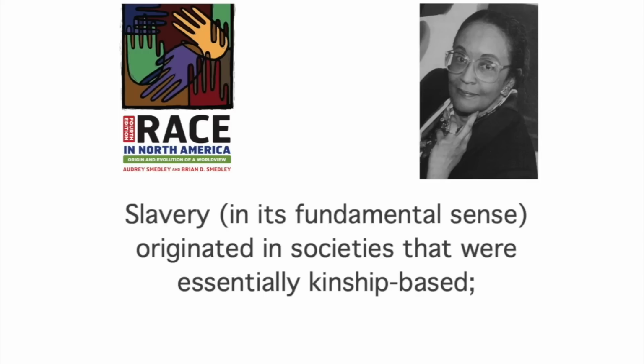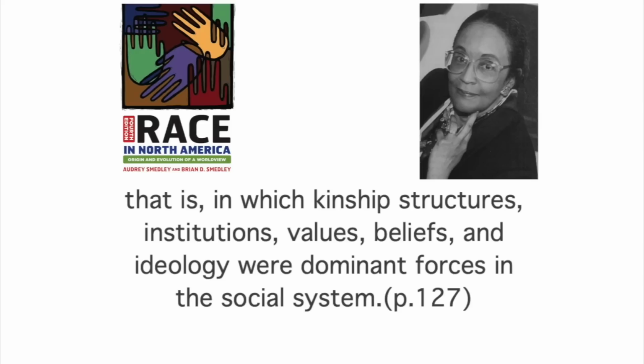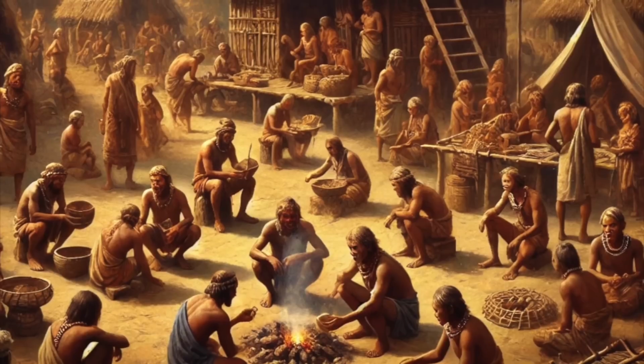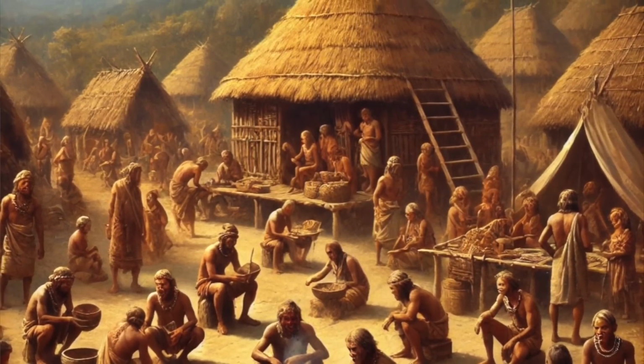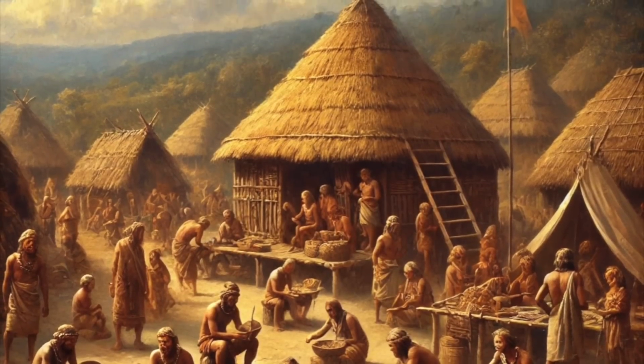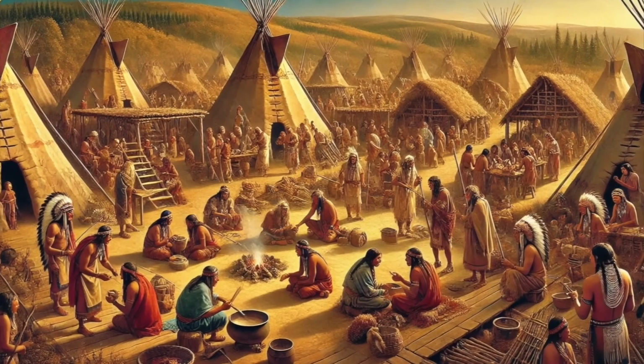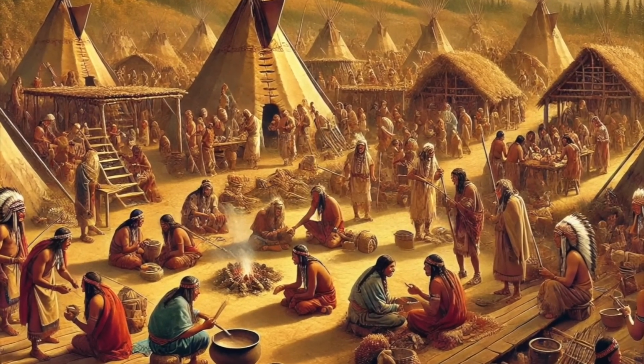Slavery, in its fundamental sense, originated in societies that were essentially kinship-based. That is, in which kinship structures, institutions, values, beliefs, and ideology were dominant forces in the social system. So what does she mean by kinship-based? That's referring to a social structure that is centered around the family unit, where property rights, marriages, wealth, political roles, and so forth are dependent upon family ties. Dr. Smedley is starting out saying that slavery had its foundation within these kinship-based societies, and she's going to explain how and why as we keep reading.